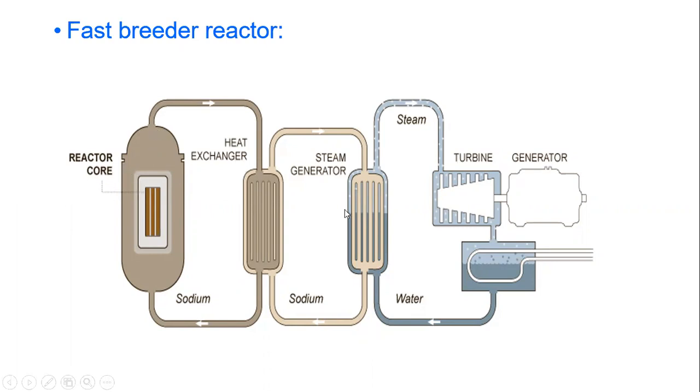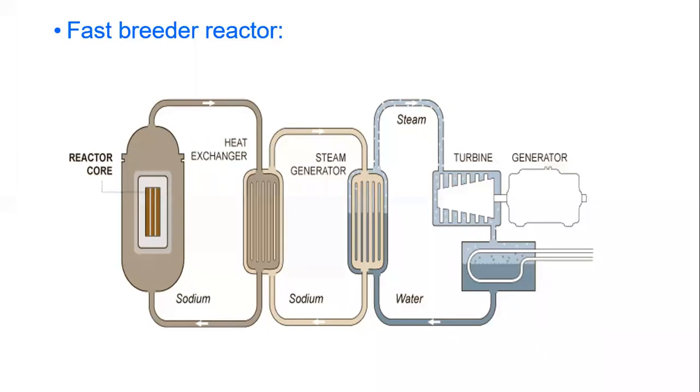In the fast breeder reactor, we have a reactor core, a heat exchanger and a steam generator. The reactor core is a small vessel in which enriched uranium or plutonium is used as the fuel. In it there is no moderator.